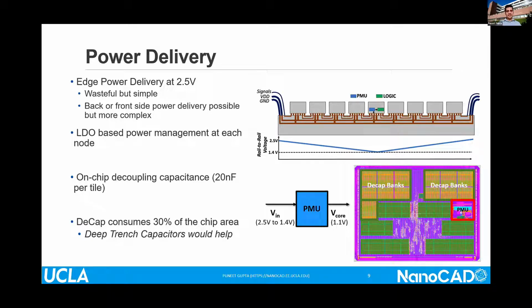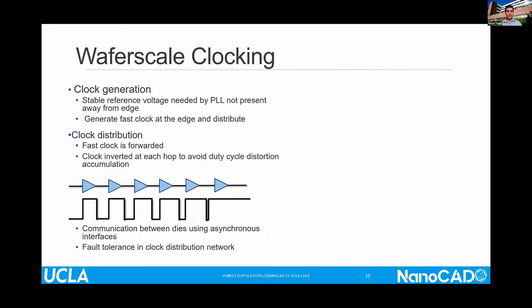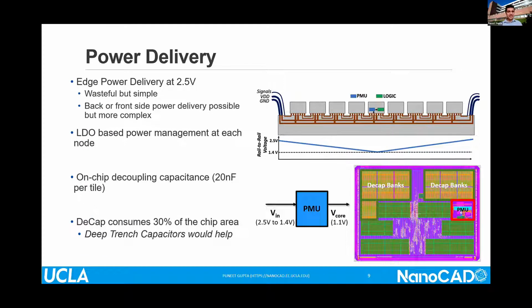And then, of course, there's a regulator sitting on every die. It's a simple LDO to do the down conversion. So yes, you have every right to complain that this is a wasteful strategy, but it's a very simple strategy. Other approaches we have looked at are front side or back side power delivery, but they are more complicated and definitely more worth it for higher power systems.